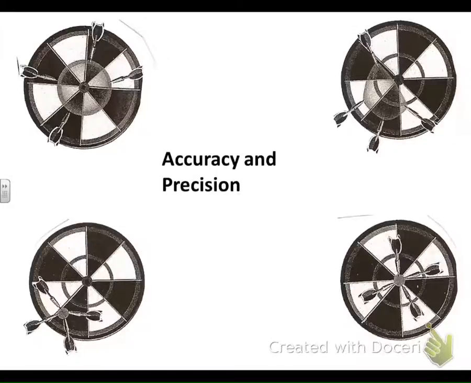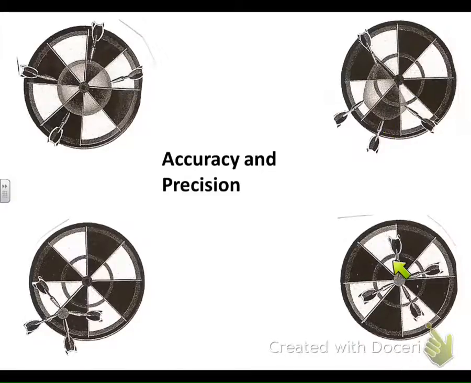So let's start with this one over here in the corner. I know in darts we want to try to hit the middle, so hopefully we're all in agreement that this is not accurate. But precision means that we're going to hit a target in a spot multiple times. It doesn't necessarily have to be the correct target, it doesn't have to be the correct spot, but we're going to hit that spot multiple times. So I would also say that this is not precise.